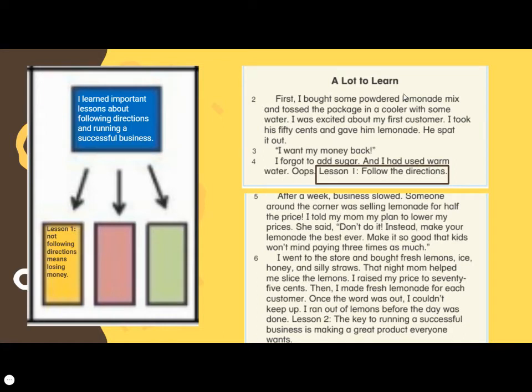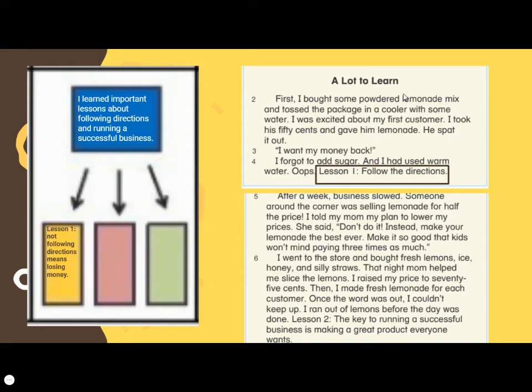Let's read paragraphs 5 and 6 of A Lot to Learn. After a week, business slowed. Someone around the corner was selling lemonade for half the price. I told my mom my plan to lower my prices. She said, "Don't do it. Instead, make your lemonade the best ever. Make it so good that kids won't mind paying 3 times as much."